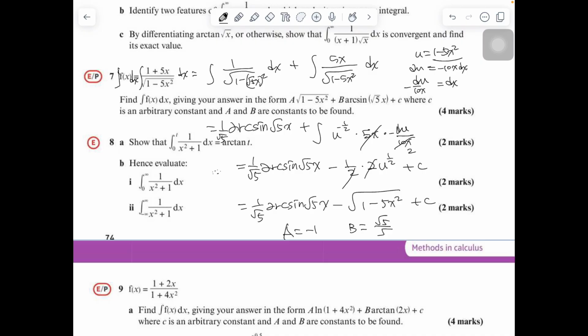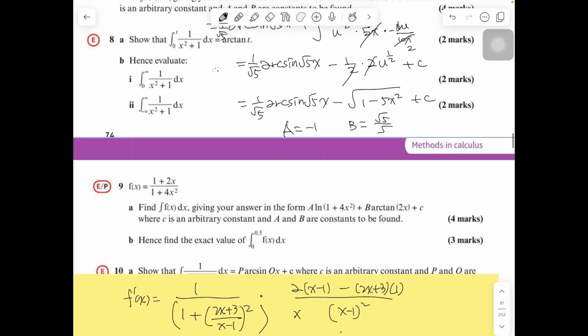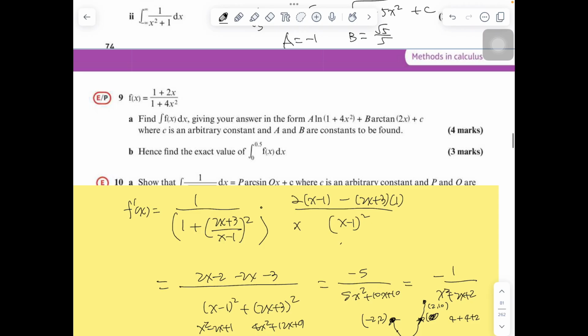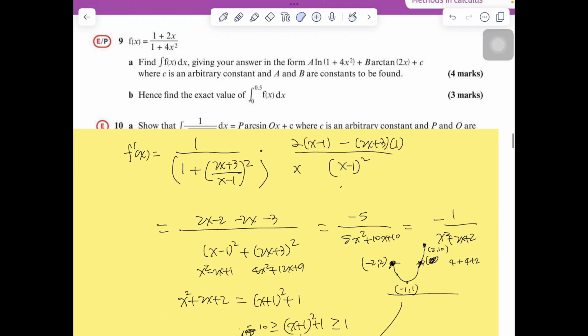And number 8, you can do that. You can use the arctangent, horizontal asymptote.